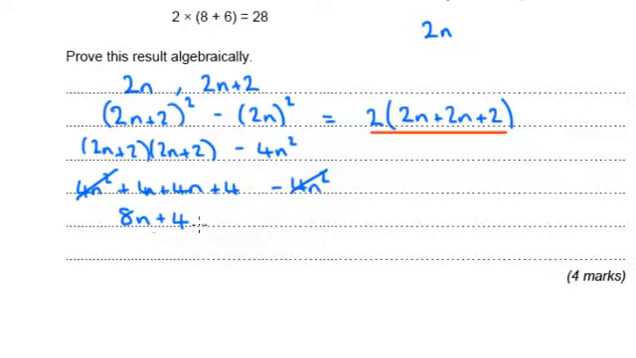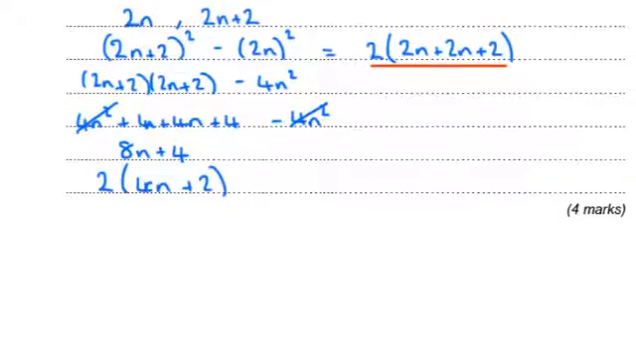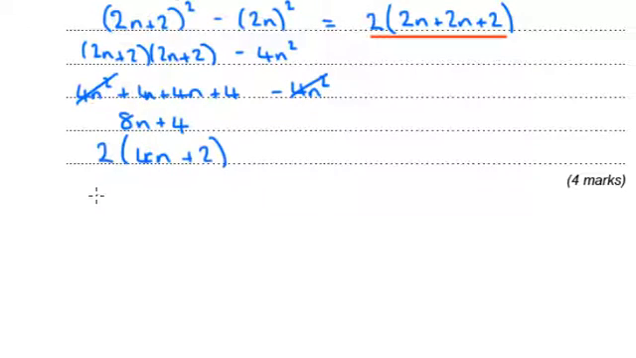And now we've got to start being clever. We've got to look at what we're aiming to get to. So you can see I've factorised out a 2. So let's take the 2 out. So that will give me 4n plus 2 left. And I can then split that 4n into 2 2n's. So that's it, we're done. So as required.